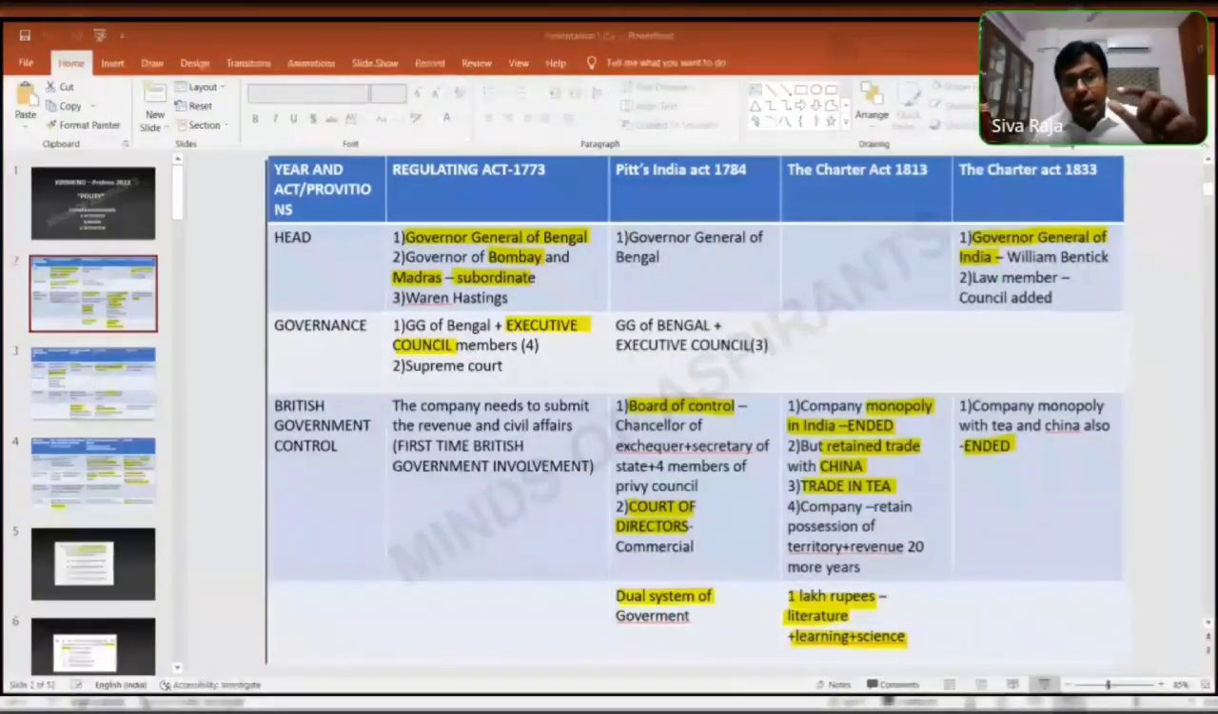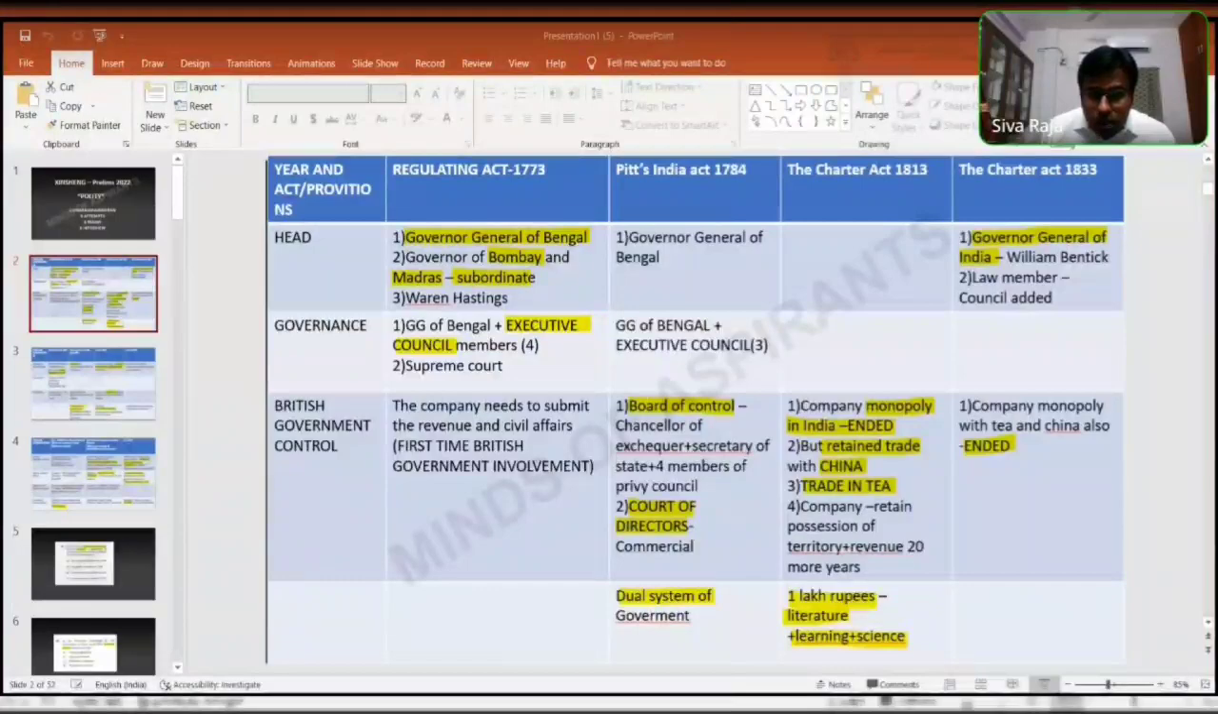The other thing will be the board of control, and all these are British Parliament members or British cabinet or involved in the governance of the British. So there will be a board of control headed by British, court of directors headed by the company. Company will take care of the commercial thing. These people will be responsible for administration. So there will be a dual government. This is very, very important in 1784.